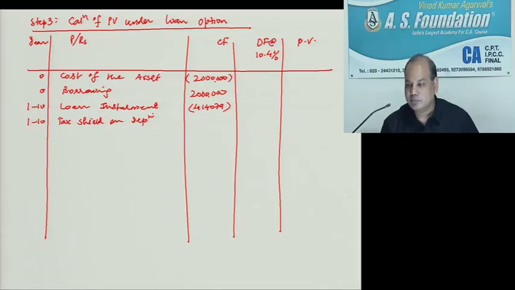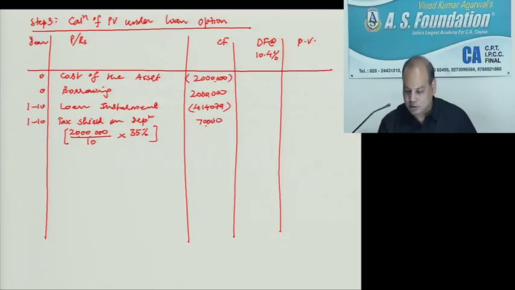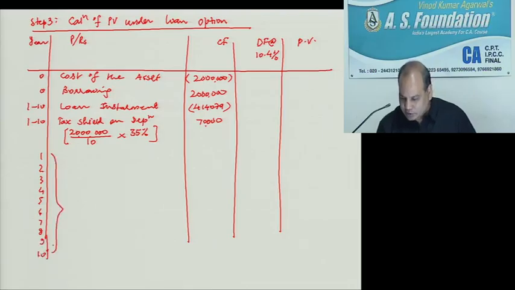Amount already calculated earlier in lessor's book. No problem, do it again. 20 lakh divided by 10 years into 35%. 70,000? 70,000? Yes or no? And then a long list, 1, 2, 3, 4, 5, 6, 7, 8, 9, 10. What is this?